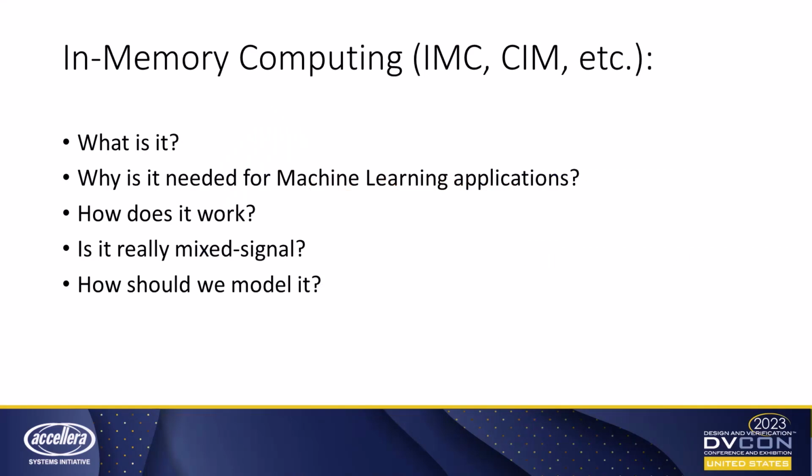Talking about in-memory computing, which is variously abbreviated as IMC or CIM or perhaps some other arrangements of those particular letters. Of course, I'll have to explain how it works, but I'm going to come at it backwards and first describe the machine learning applications and why it's useful for those applications, and then get into at least one implementation of how to build it.